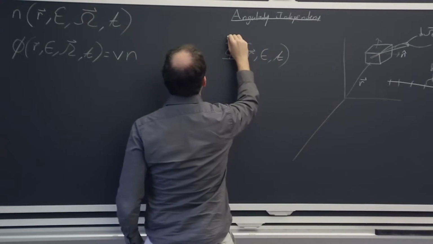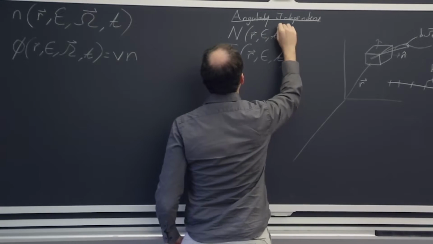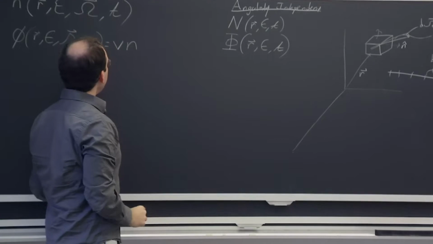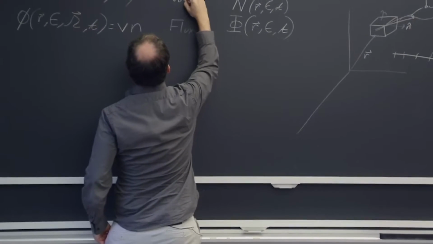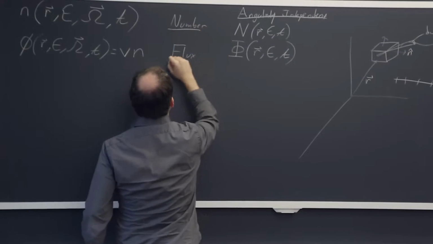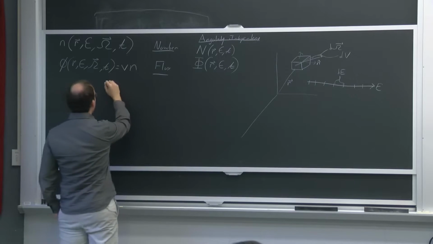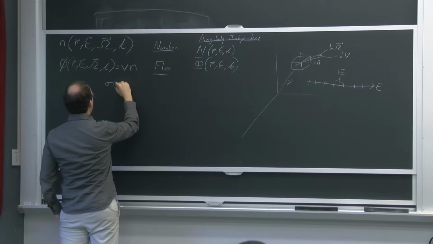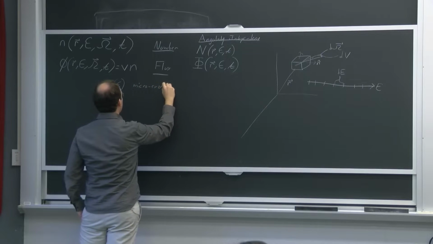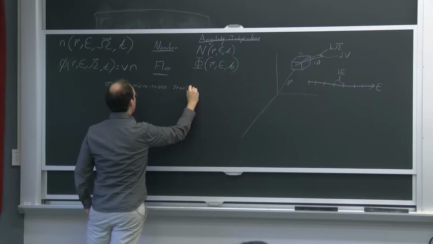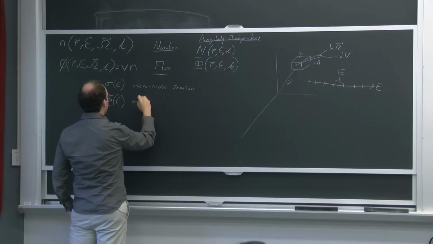So there'll be some corresponding capital N, or number of neutrons, as a function of r, E, and t. We'll call this flux. We'll call this number. There's going to be a number of cross-sections that we need to worry about. We'll refer to little sigma as a function of energy as our micro cross-section, and big sigma of E as a macroscopic cross-section.